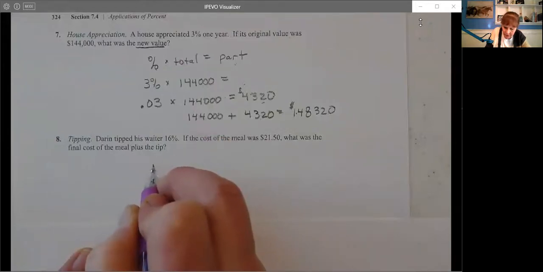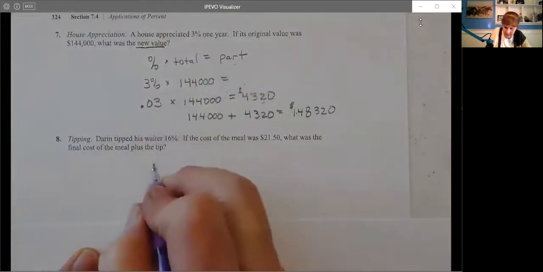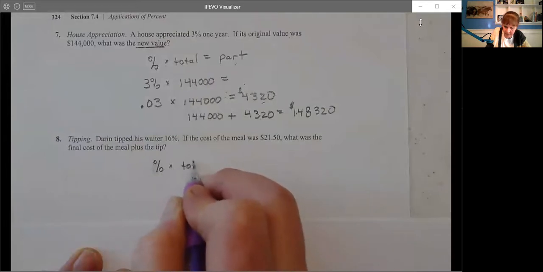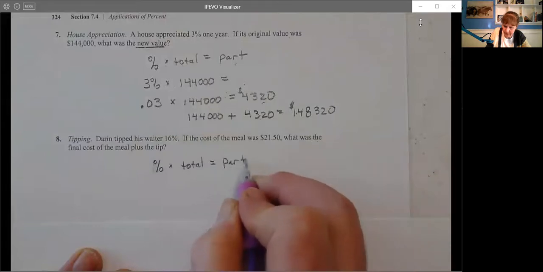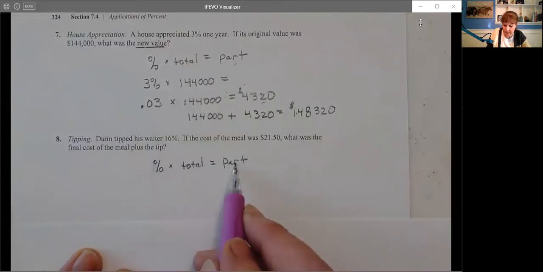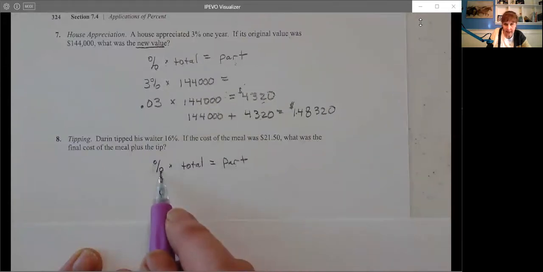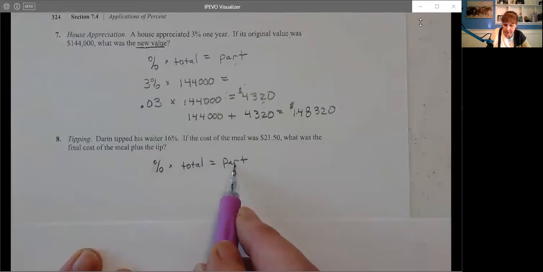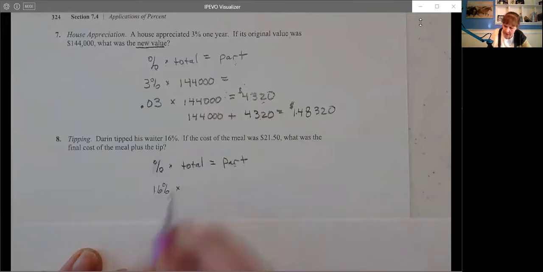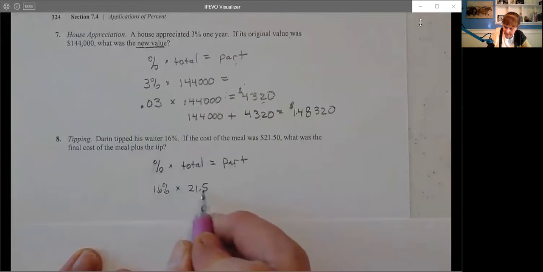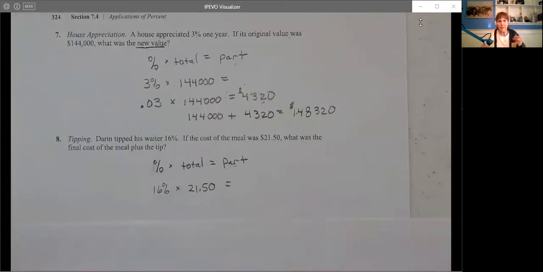We're going to take our percentage. So we have our percent times whatever a total or an original equals our part. So again, this percentage and this part will be the same. So this is the percent tip. This will be the amount of the tip. So the percent has to be related to the part. Or you can change the percent like we did with the orange M&Ms. Okay, so we have 16% times, all right, our meal was $21.50. What will the tip be? Okay, that's what we're going to find out, is how much is the tip.